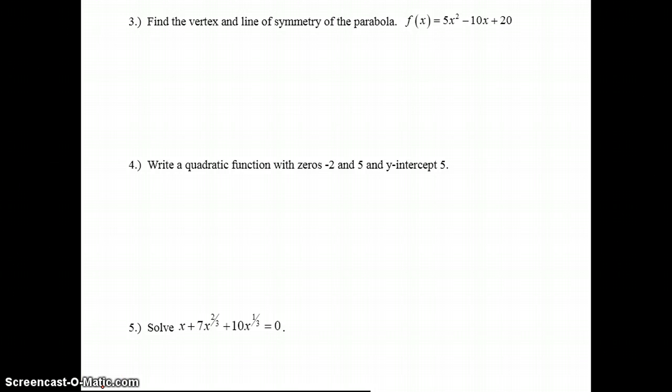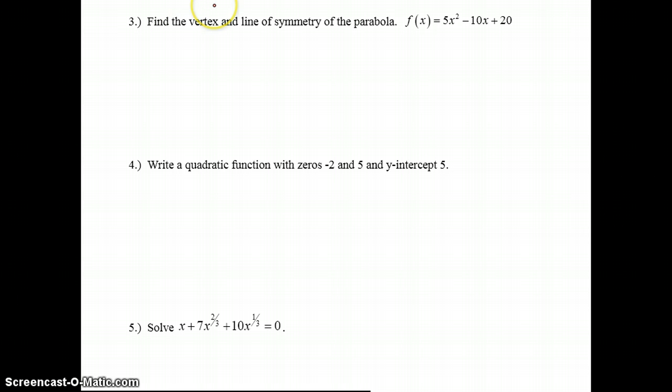This is page 2 of the Chapter 2 review. The first problem says to find the vertex and line of symmetry of the parabola f of x equals... There are a lot of ways to do this. I could graph the parabola, I could factor it, I could do a ton of things, but I'm going to take the easy way out.